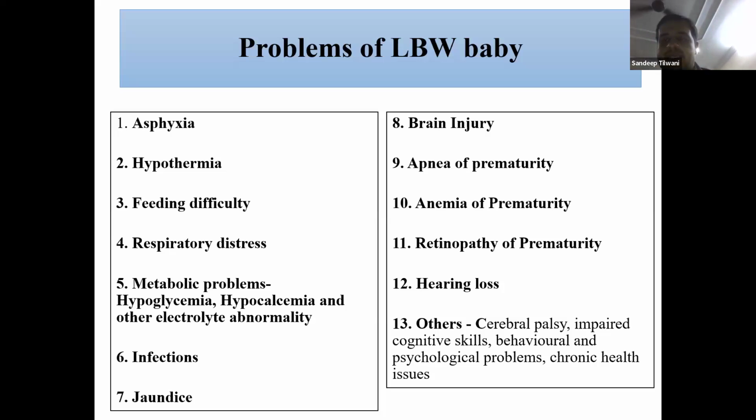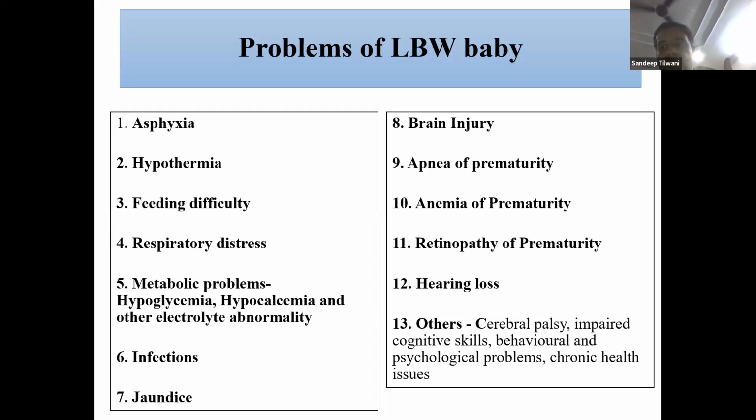Third, there is a lack of brown fat. These babies who are born low birth weight, either premature or SGA, have less brown fat. The brown fat is responsible for non-shivering thermogenesis. Thermogenesis means generation of heat. Because brown fat is less, these babies are not able to generate a good amount of heat by themselves.